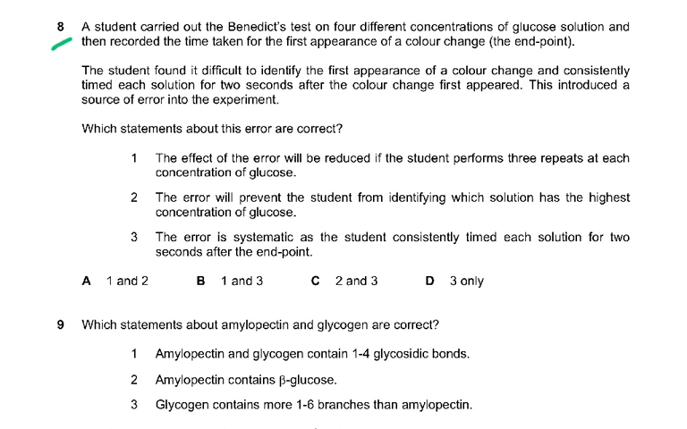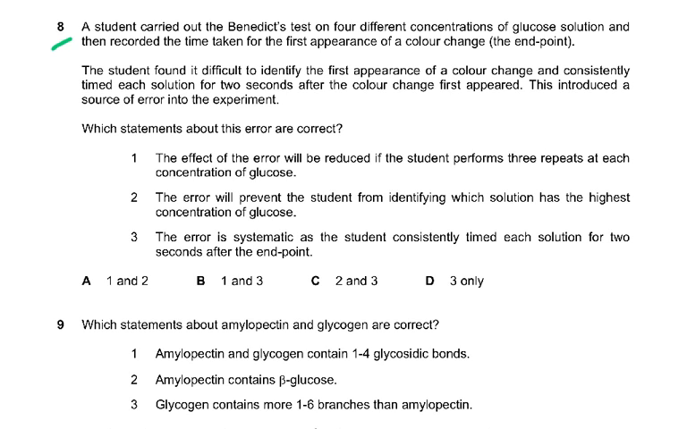And question number 8. A student carried out the Benedict's test on 4 different concentrations of glucose solution and then recorded the time taken for the first appearance of a color change, which is the end point. The student found it difficult to identify the first appearance of a color change and consistently timed each solution for 2 seconds after the color change. Say it was 10 seconds, he said 12 seconds. If it was 8 seconds, he said 10 seconds. This introduced a source of error into the experiment. Yes, everything was plus 2. So if the answer was 8, it was 10. If the answer was 6, it was 8. If the answer was 12, it was 14.